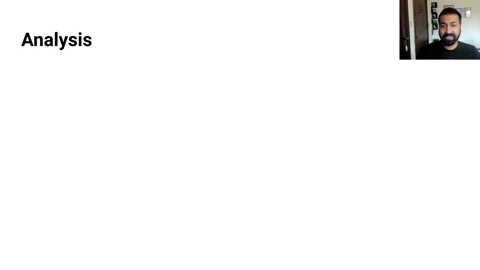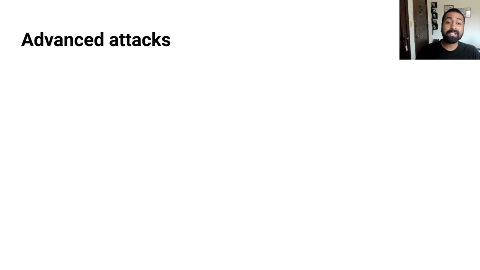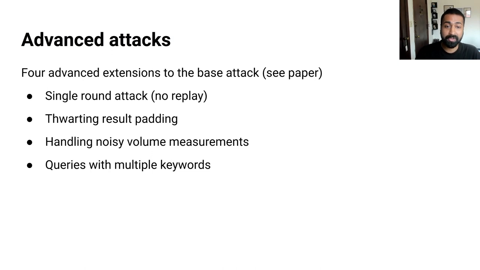A quick analysis of this basic attack's performance. The attack essentially only requires log d query replays, where d is the size of the attacker's initial dictionary. This is because in each round, we narrow down the dictionary size by a constant factor of k. On top of the basic attacks, we design a suite of advanced attacks for more complicated scenarios, such as when the client does not replay queries, or it pads the volume of results, or when the volume measurements are noisy, or when queries contain multiple keywords. Please read the paper if you're interested.